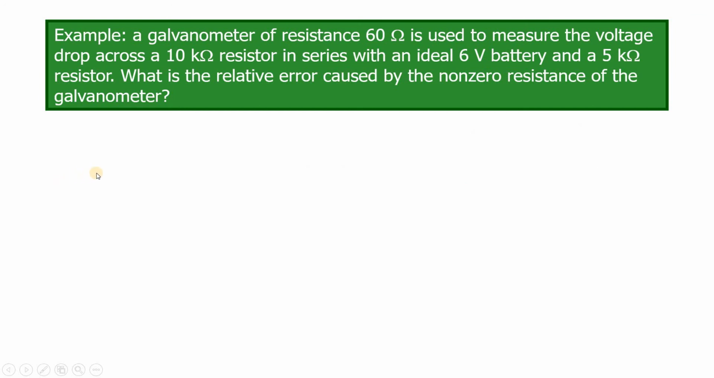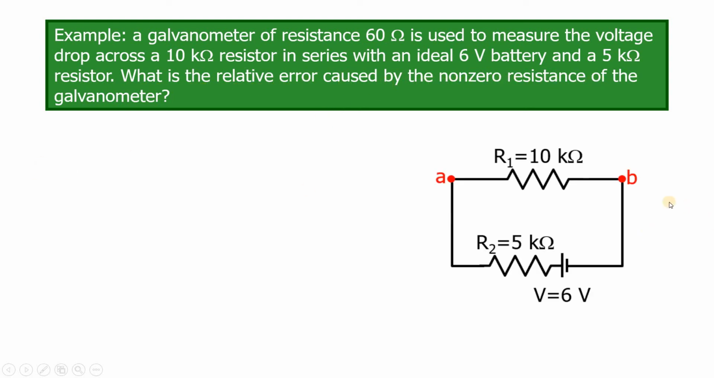Let's see an example in the case of a voltmeter. A galvanometer of resistance 60 ohms is used to measure the voltage drop across a 10 kilo ohm resistor in series with an ideal 6 volt battery and a 5 kilo ohm resistor. What is the relative error caused by the non-zero resistance of the galvanometer? Let's see here. It is our 10 kilo ohm resistor. This is the 5 kilo ohm resistor with the battery, and we are going to measure the voltage across this 10 kilo ohm resistor. And the internal resistance of the voltmeter is 60 ohms.